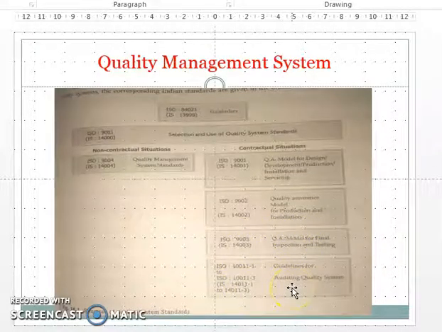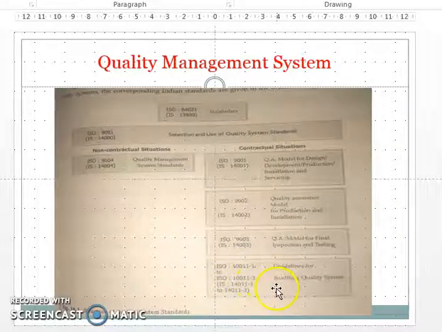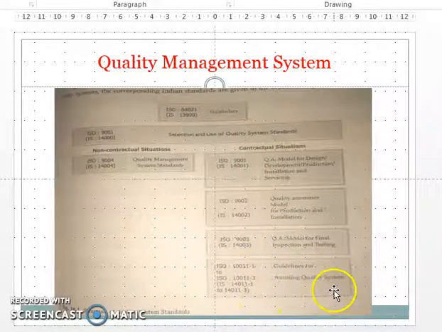Then next is ISO 10011-1 to 10011-3. These are the standards which give guidelines for auditing the quality system. It gives information about what should be the qualification of the auditor, how they have to audit, and the guidelines, the marking scheme, all is given in this audit of the quality system. After that, what are the rights of the auditor, all this information is given here.